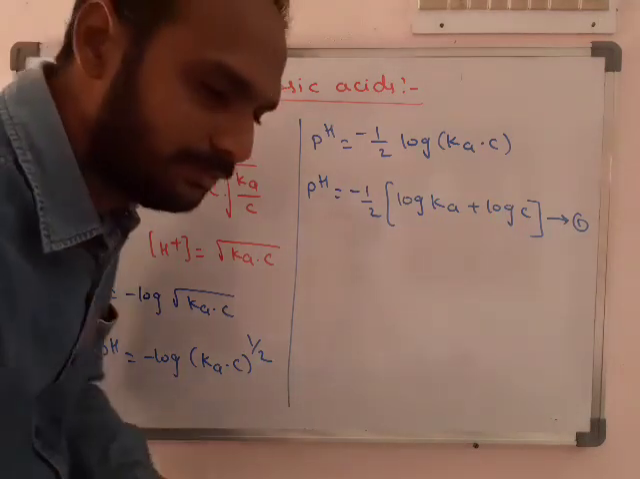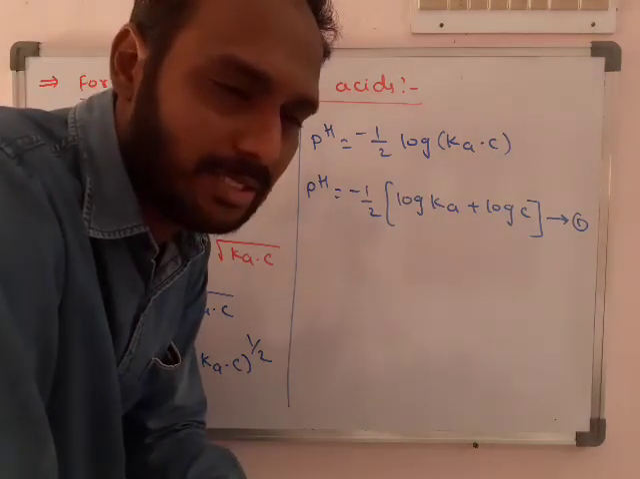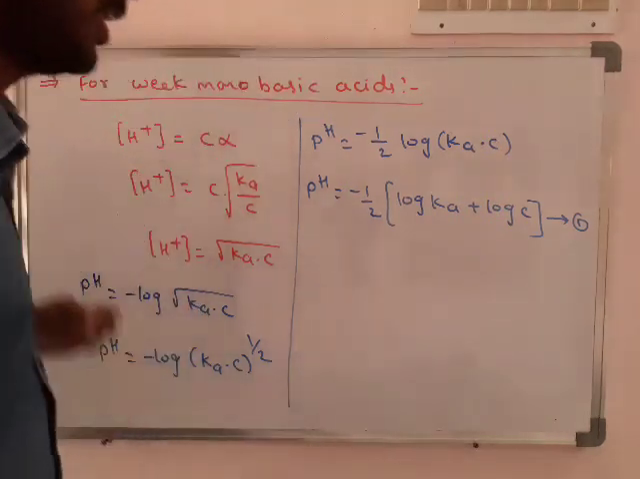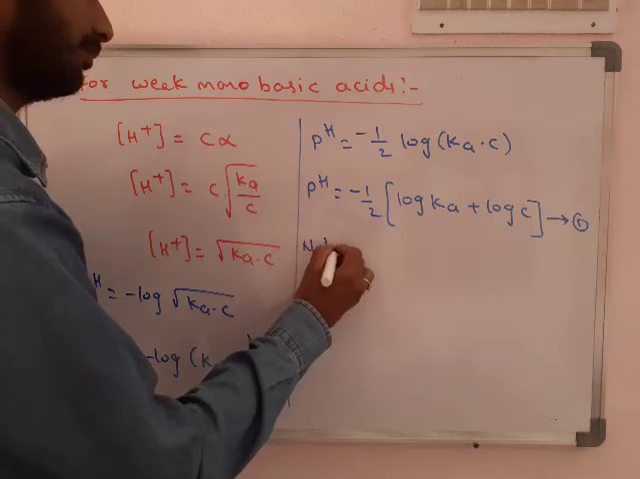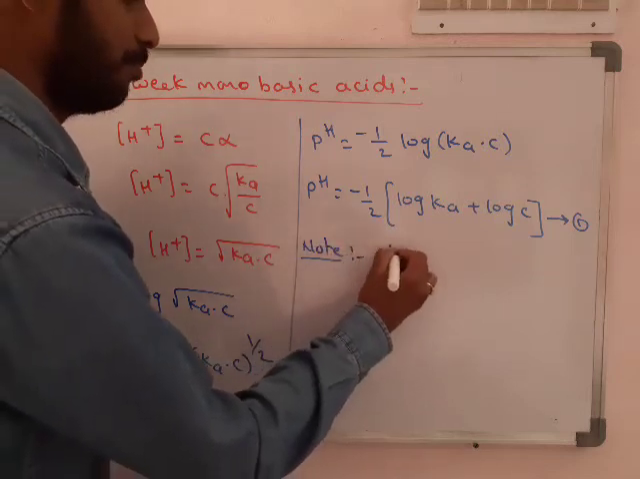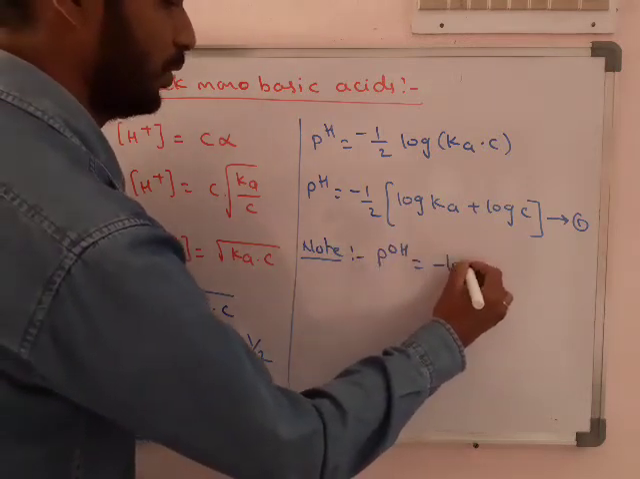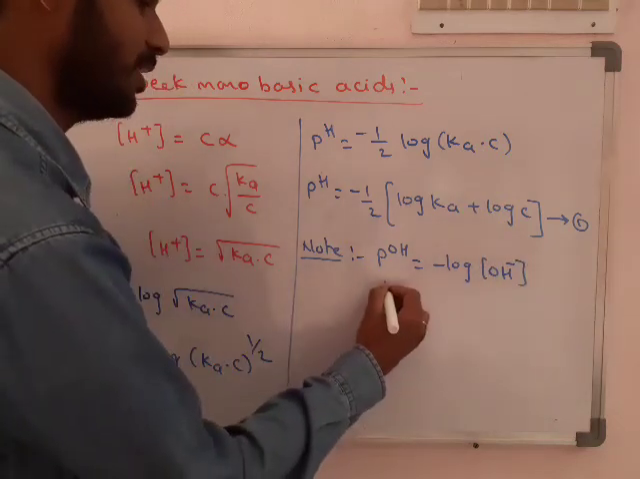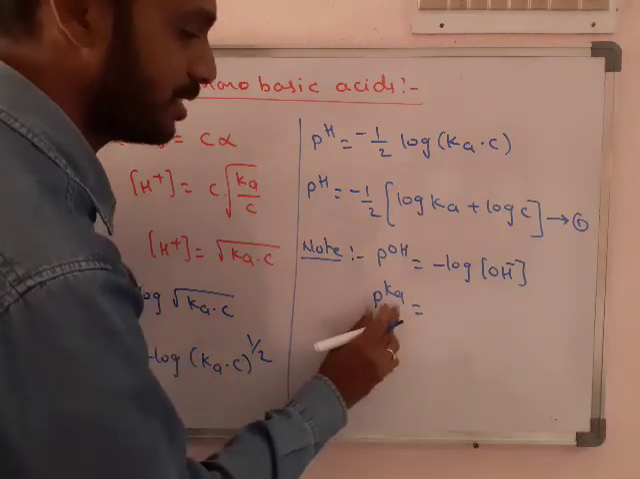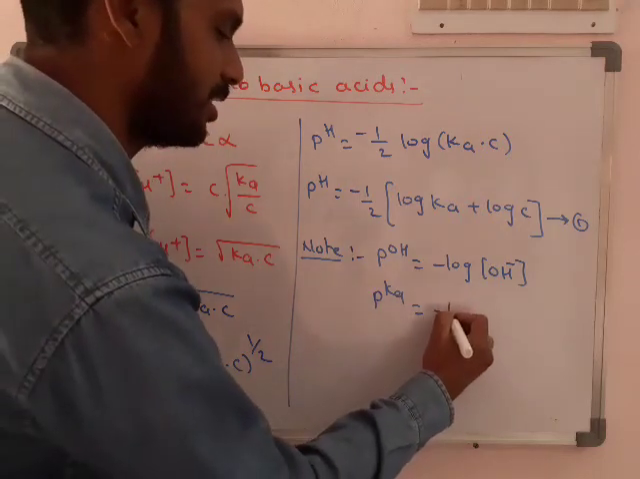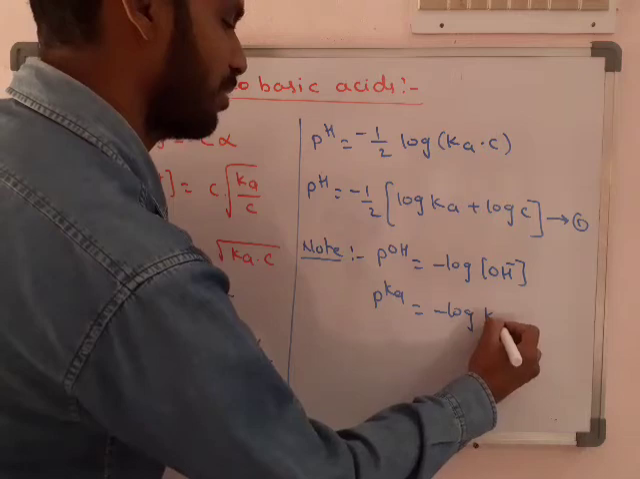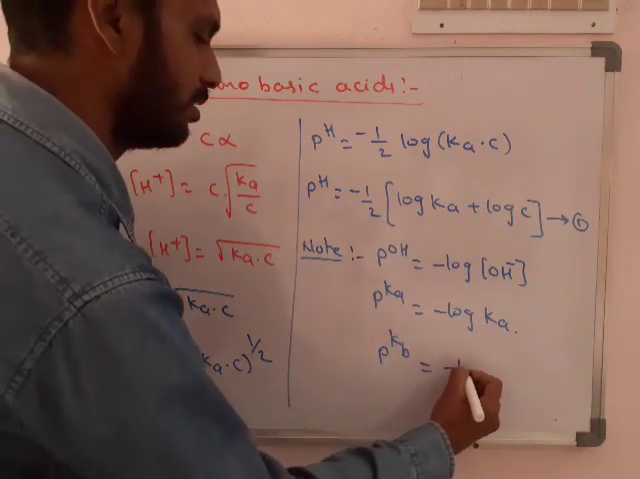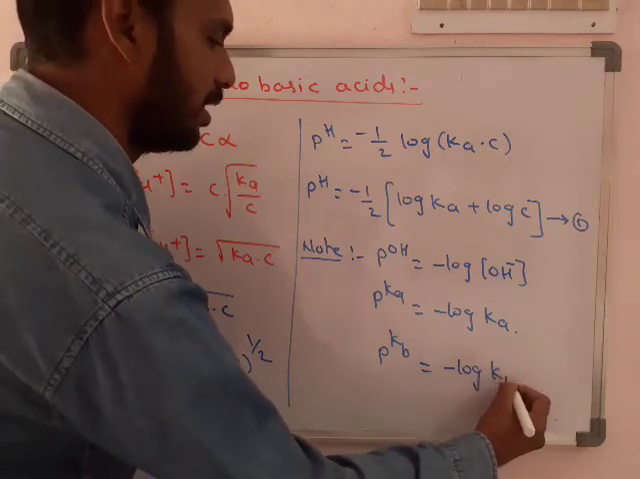So we know that after the pH, there is also pOH and other values, so we write it as a note. pOH is also known by a formula, that is minus log OH minus. pKa, where Ka is the acid dissociation constant, is also treated as minus log Ka. So pKb is minus log Kb.